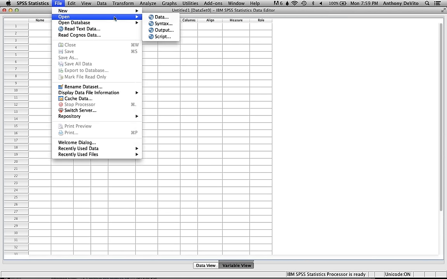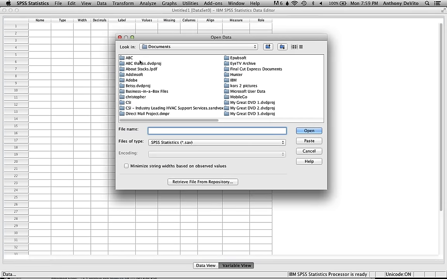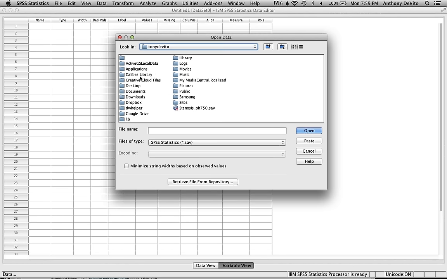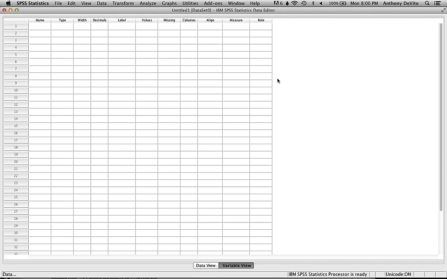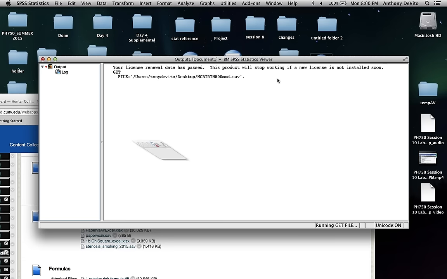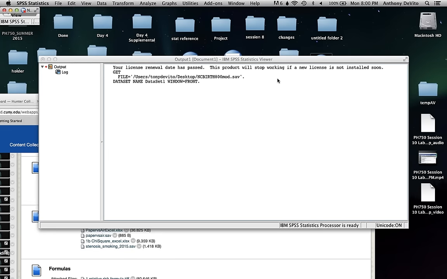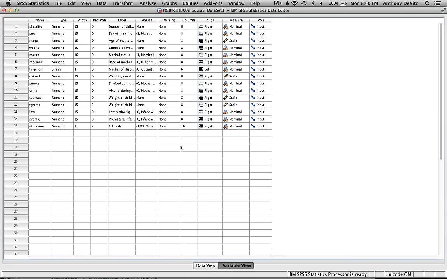I'm going to say open data. Let me go to my desktop and open that. There we go. Okay, so there's a lot of data here, including a number of pieces of categorical data. Okay, here we go. I think that's it right now. Okay, so let's take a look at some of this categorical data. Now, here's one piece of categorical data, preemie.